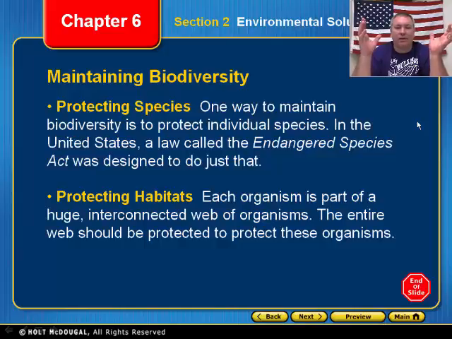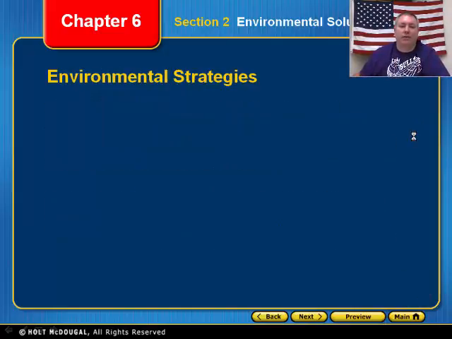It's one of the success stories of the Endangered Species Act. So along with protecting those species, we have to protect the environments that those species live in as well, those habitats. Because if we just protect the species but don't protect the habitat, the species can't live very long, because the habitat is what it needs for its food and for its shelter and that kind of stuff as well. So we have to protect both of those things when we talk about maintaining biodiversity.